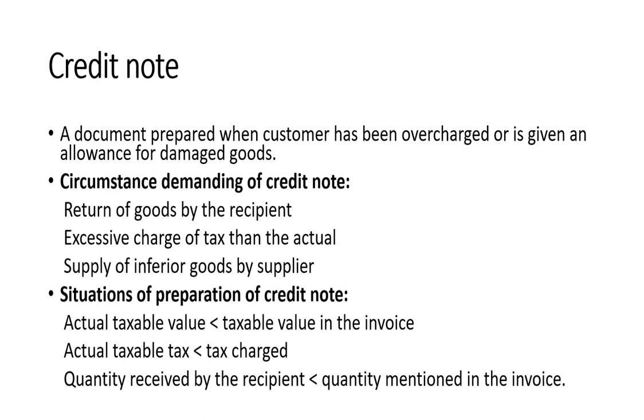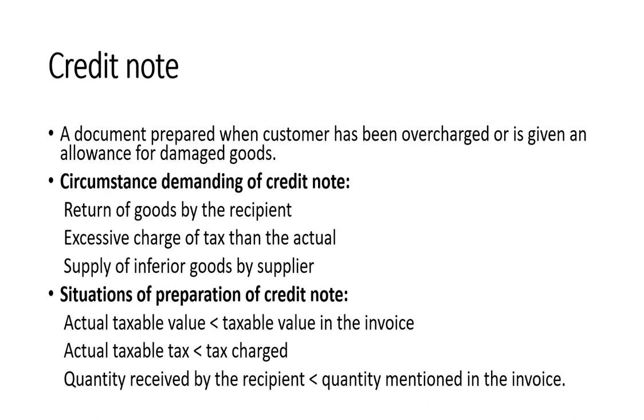Then the credit note. This is exactly opposite to the debit note. When the goods are sold or returned to the seller from his customer for some reason or other, the memo issued by the seller to the customer acknowledging the receipt of the goods is called a credit note. In other words, it's a document prepared when a customer has been overcharged or is given an allowance for damaged goods. Such credit notes can be issued in GST under the situations of when the goods are returned by the recipient, when the supplier has charged excessive than the actual one, when he has supplied inferior quality goods.